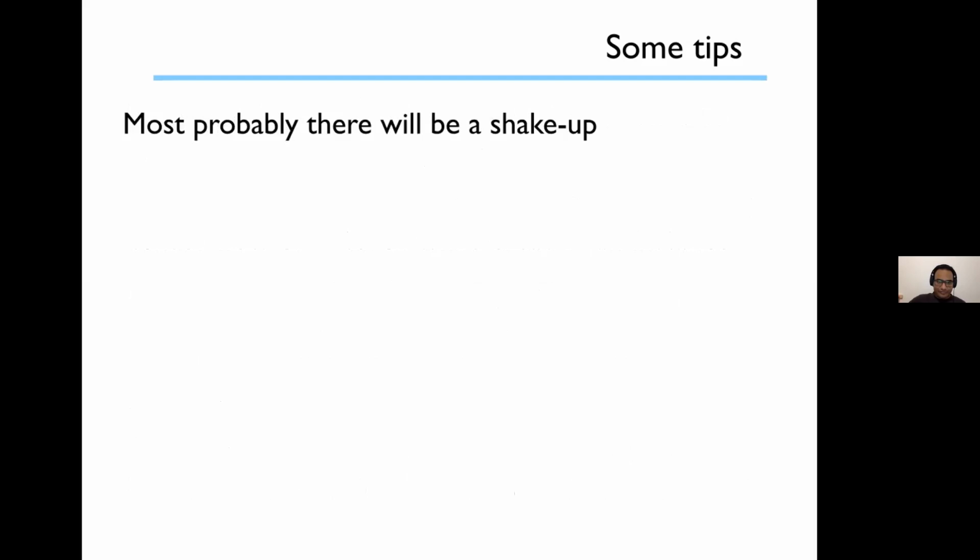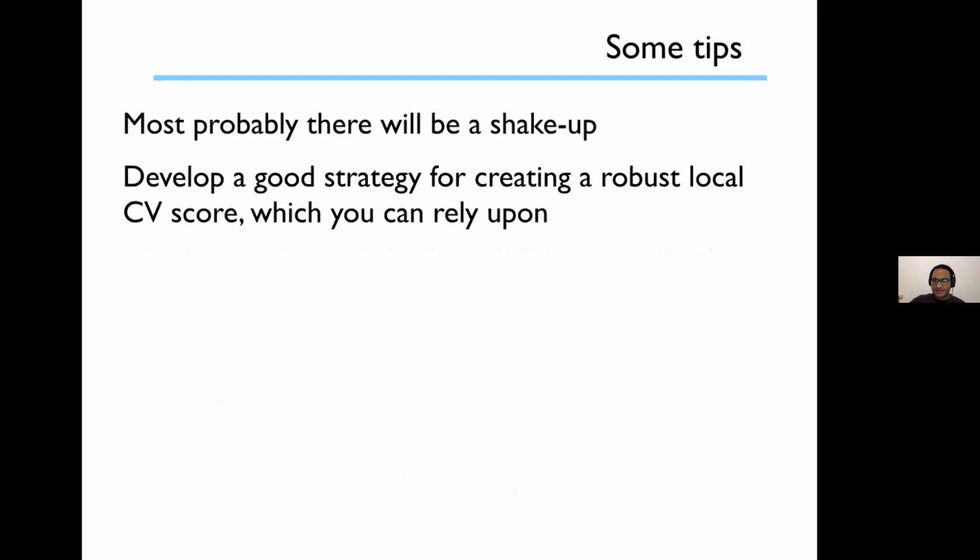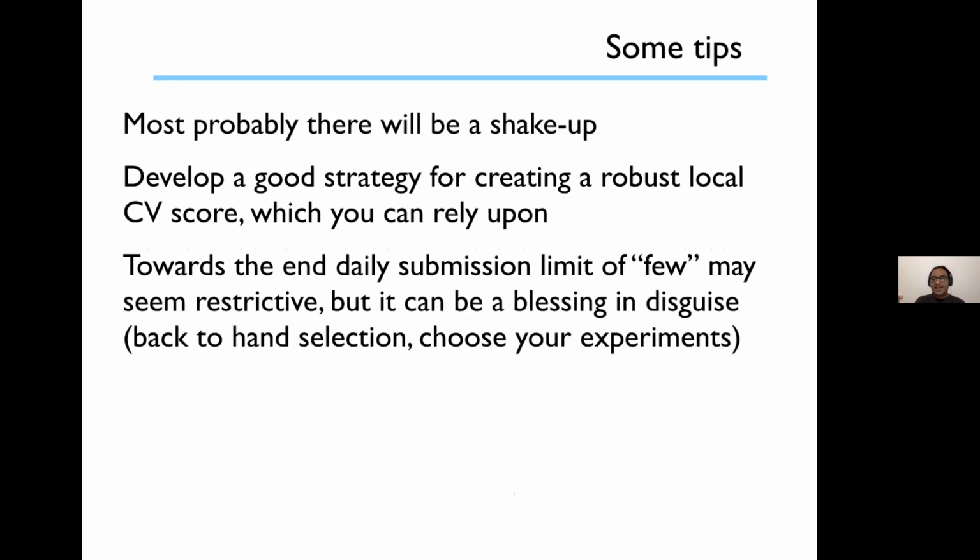Also, most probably there is going to be a shakeup at the end of the competition. Develop a good strategy for creating a robust local cross-validation score, which you can rely upon. This is very important because towards the end, there is a daily submission limit on these competitions, and it can vary. Sometimes it's 1 or 2, sometimes 2 or 3. In this competition, it was 5. But to be honest, for me, it feels like this is not actually that restrictive. It can be a blessing in disguise.